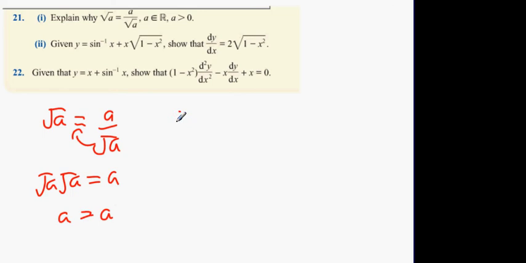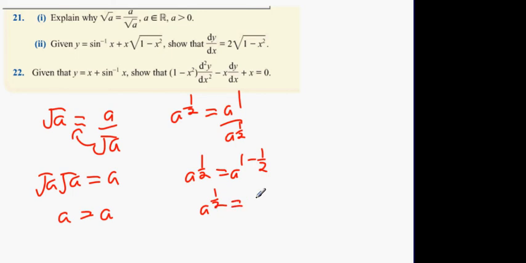Another way you could do it is you could put into powers, and then you could use the subtraction rule, and then you could say a to the half equals a to the 1 minus a half, a to the half equals a to the half. Okay, either way, both of them work.